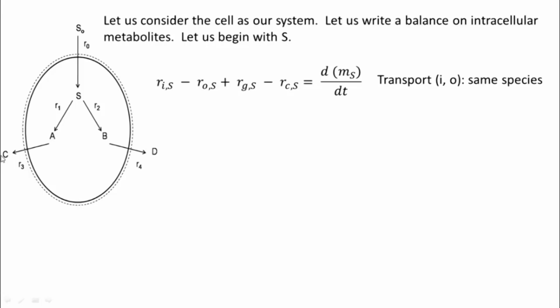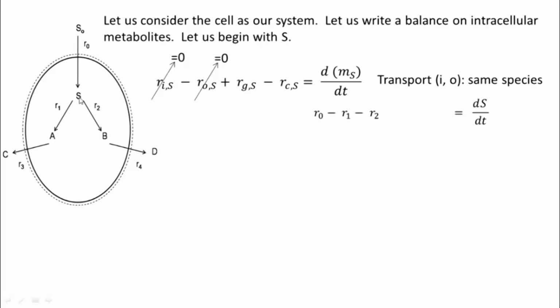Similarly, A going to C, we are going to consider it as a reaction because A has become C. A has not become A outside. Then it can be looked at as transport. The main thing is that there should not be any double counting. So if you look at that, there is no input of S into the cell. There is no output of S from the cell. That's not going anywhere.